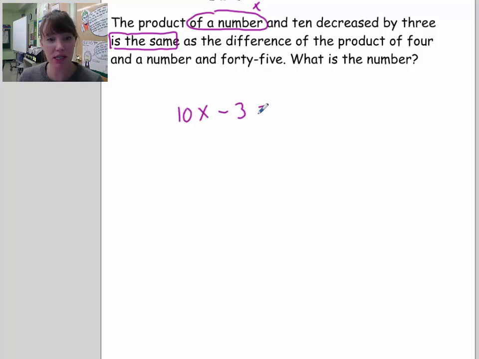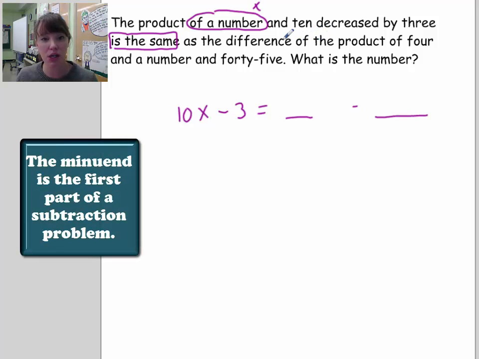Now we know this is the same as, or equal to, the difference of the product of 4 and a number. So with differences, you have to be careful because they always say the word difference first, and then all the words after it describe both the minuend and the subtrahend. So the difference of what? We know that there's going to be two things, and we're going to be subtracting them. What are the two things that we're subtracting? Well, the first thing that comes up is the minuend. The difference of the product of 4 and a number.